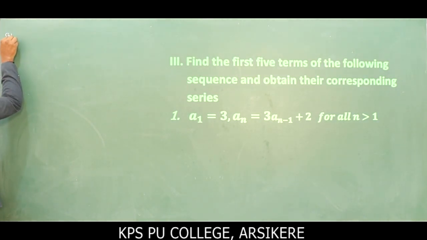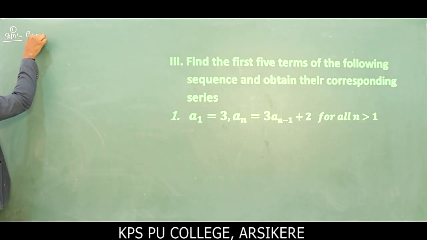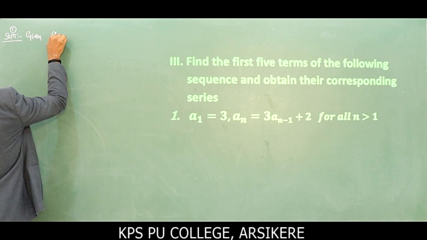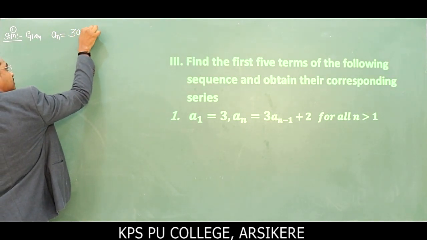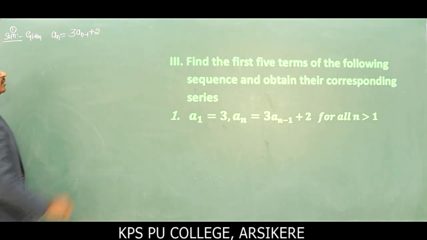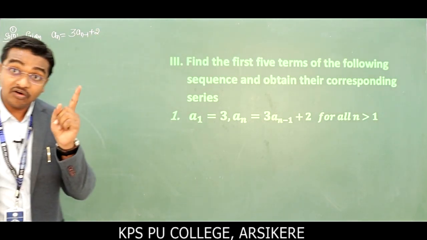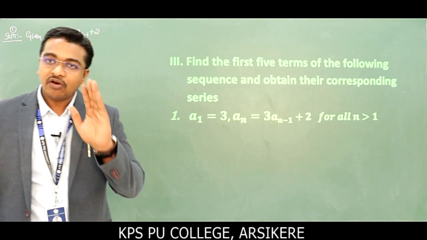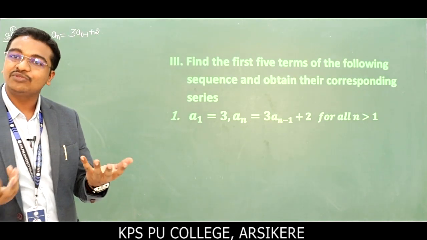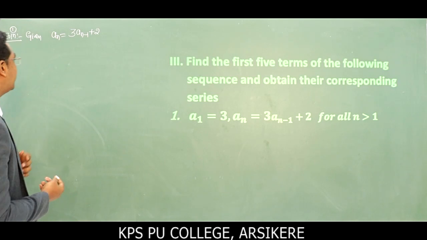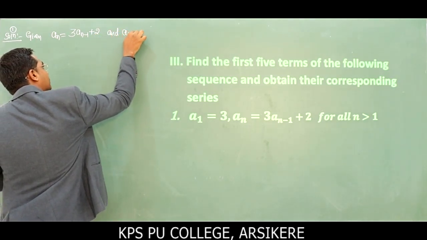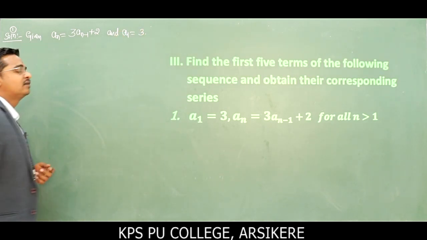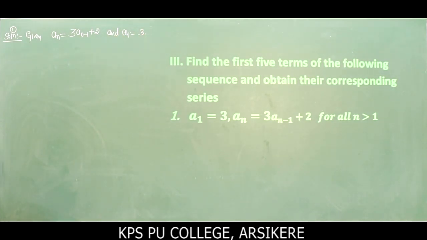Solution for the first one. Given a_n = 3a_(n-1) + 2 for all n greater than 1. For all n greater than 1 means start with what? 2, because they have already given a1, and a1 is given as 3. We have to start with 2.